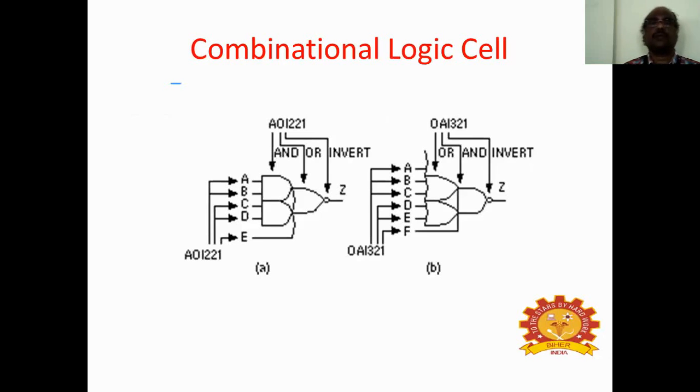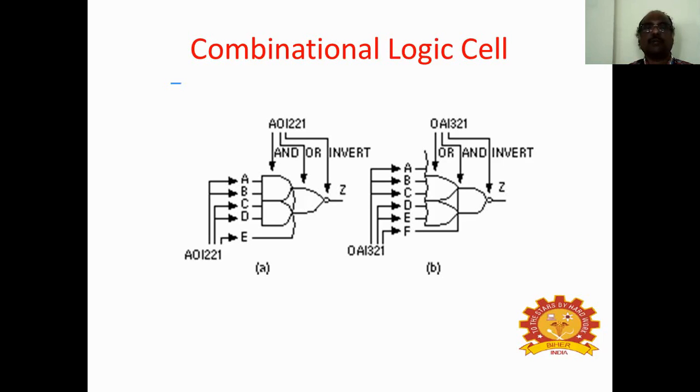Next is what is called the combinational logic circuit. So we have the AND-OR-invert. You are already familiar with this type. After this, the next slide will show how the transistor level implementation of this AND-OR-invert is done in the ASIC design.